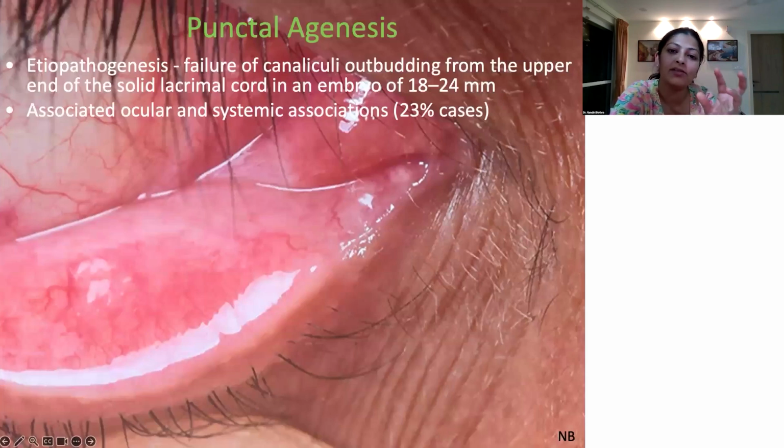The other very subtle thing, when you look at these patients under a microscope or under a slit lamp, you would see that there is a hollowness in the area where the canaliculi should be. So these are just subtle signs that you should notice. And that is when you realize that this is actually a punctal agenesis and not a congenital nasolacrimal duct obstruction. Now, these cases can be associated with ocular and systemic diseases in about 23% of the cases. Thus, it is very, very important to recognize this entity.